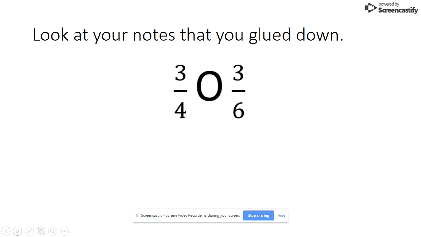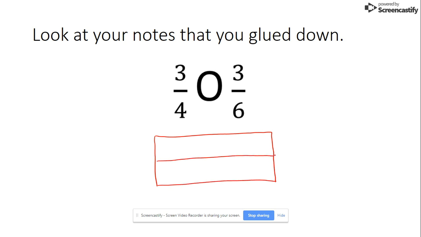So now let's compare 3/4 and 3/6 from your notes. It asks you to draw a picture, and we're going to draw one big rectangle and cut it in half. So now we have 2 rectangles of the same length on top of each other. I'm going to split the one on top into 4ths, and I'm going to split the one on the bottom into 6.